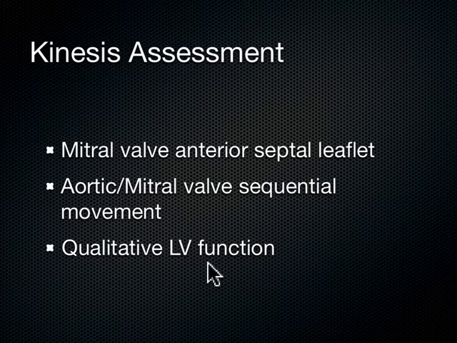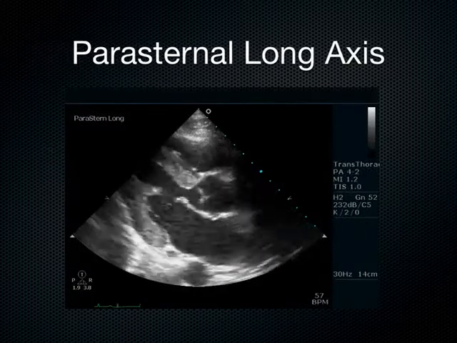Well, I'm going to look at the mitral valve, the anterior septal leaf of the mitral valve, and how well that comes up and smacks into the septum of the heart. I'm also going to look at the sequentiality of the aortic valve and the mitral valve, how well they work together, and I'm going to look at the LV and sort of how much squeeze is going on in the LV. Okay, so here's how I do this.